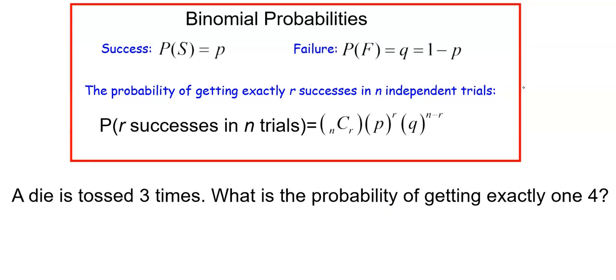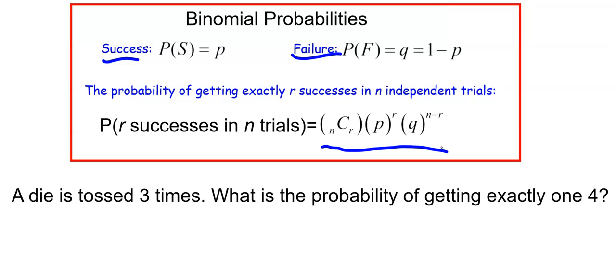Because there's only two possibilities with binomial. So remember that with binomial, only two possibilities. In fact, we call success P, and we call failure Q. So Q represents failure and P represents success. That makes a lot of sense, but that's what we do. Probability of getting R successes in N independent trials is this formula. So we have this nCr, you've seen that before this week, P to the R, Q to the N minus R.